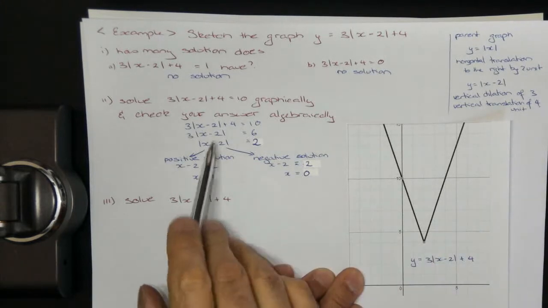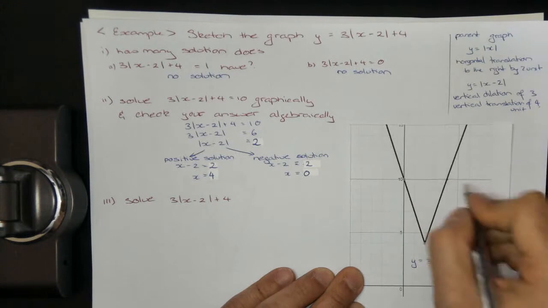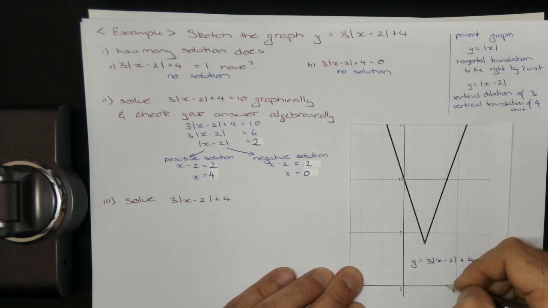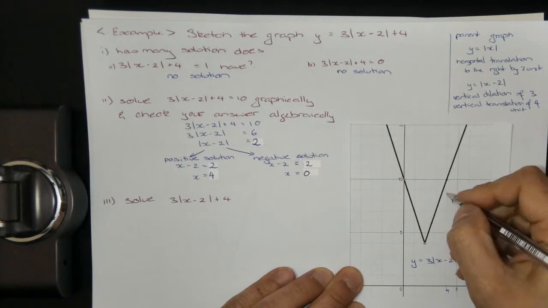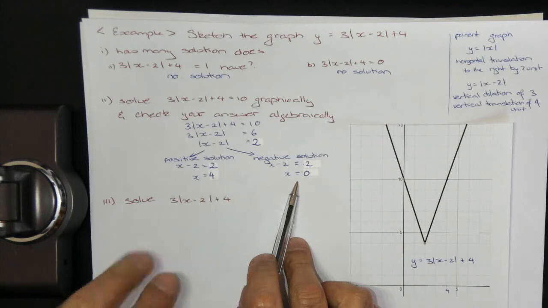When it equals 10, I'm looking at these 2 points here. So it happens at 0 and at 4, and that's where you get the solution from. Alright, let's do this one.